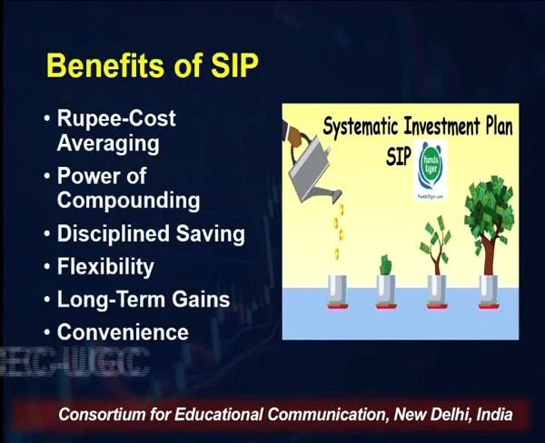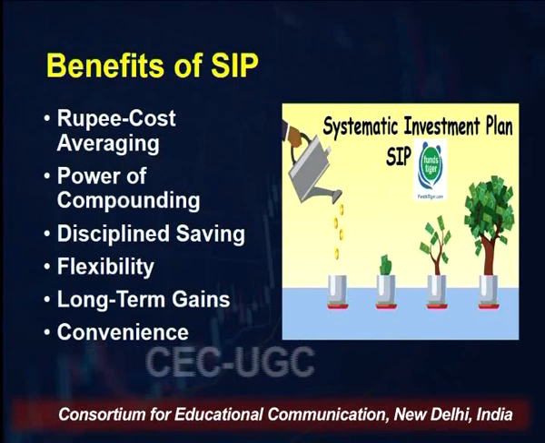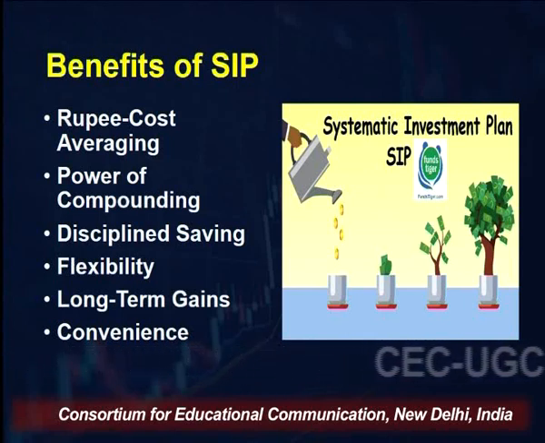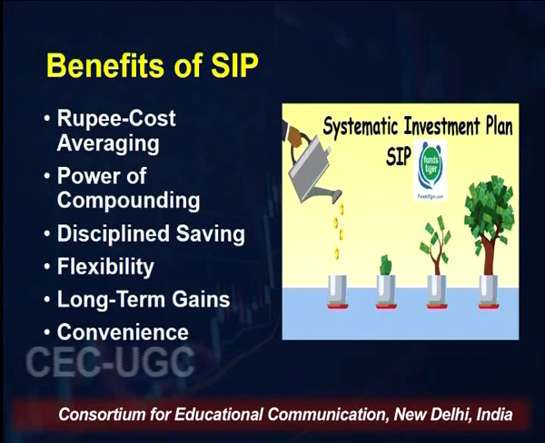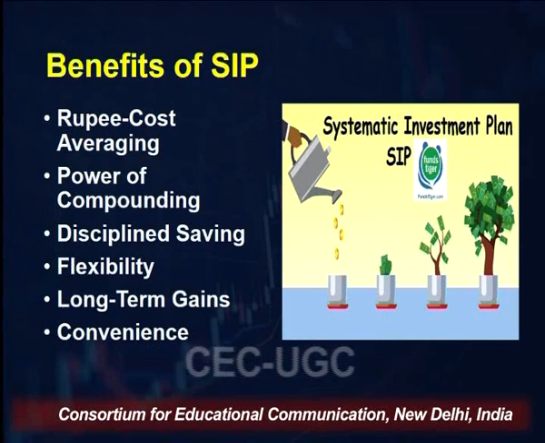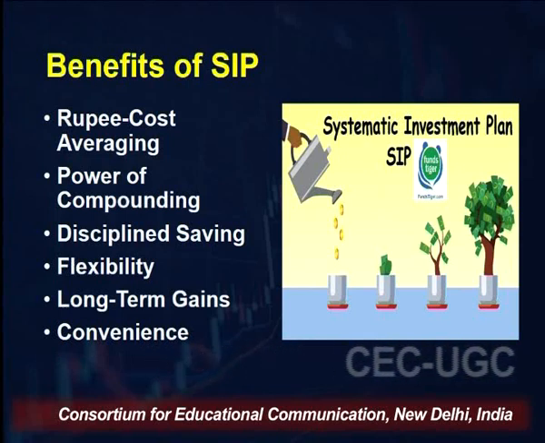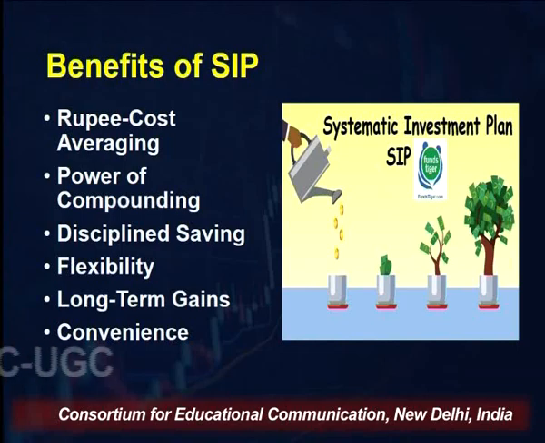If I talk of India, sometimes the Sensex is high, which is the index number of the Bombay Stock Exchange, BSE, and sometimes the market is low. So you are investing at the low of the market, you are investing at the high of the market. So what you get is an average of your investment. So it's called rupee cost averaging. The other benefit is power of compounding.